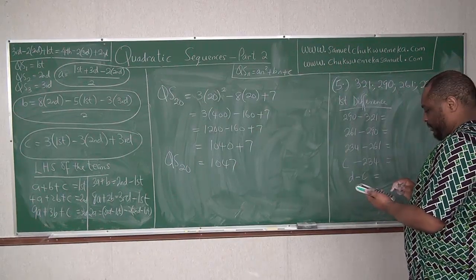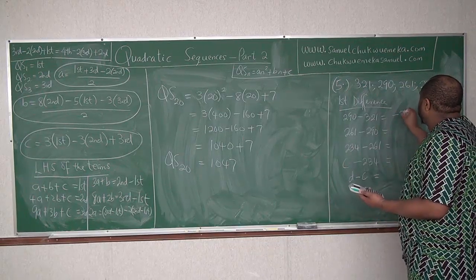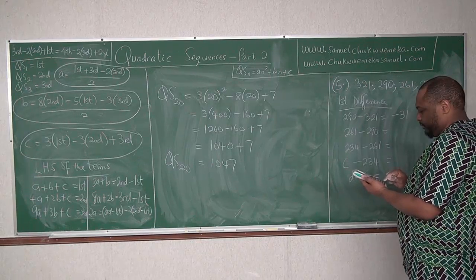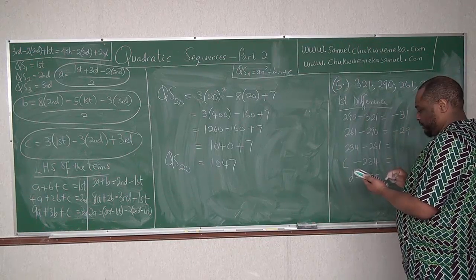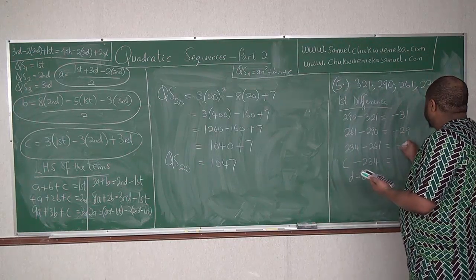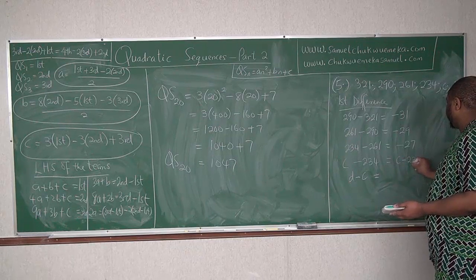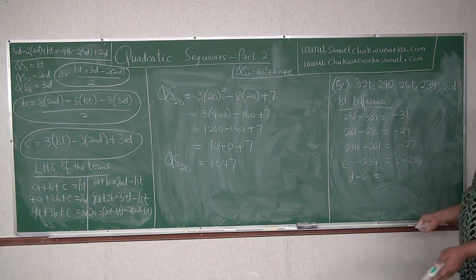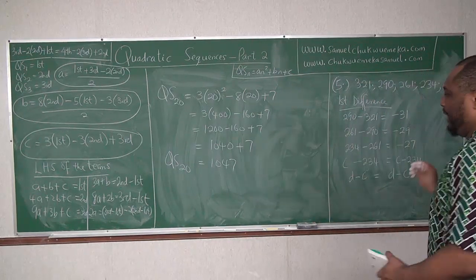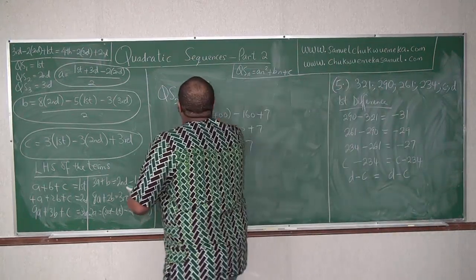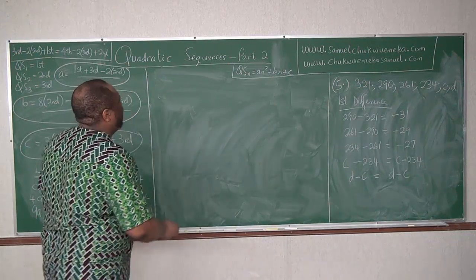Okay, we have 290 minus 321. That is minus 31. 261 minus 290 is minus 29. 234 minus 261 is minus 27. C minus 234 stays as C minus 234. D minus C stays as D minus C. Right? That is the first difference. Second difference.